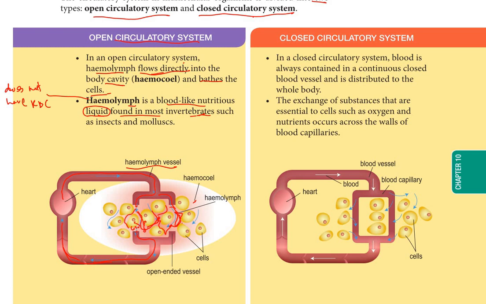So this is known as open. That's why it's known as open. You can see how open it is here, open space like that. So this is the open circulatory system that occurs in invertebrates.